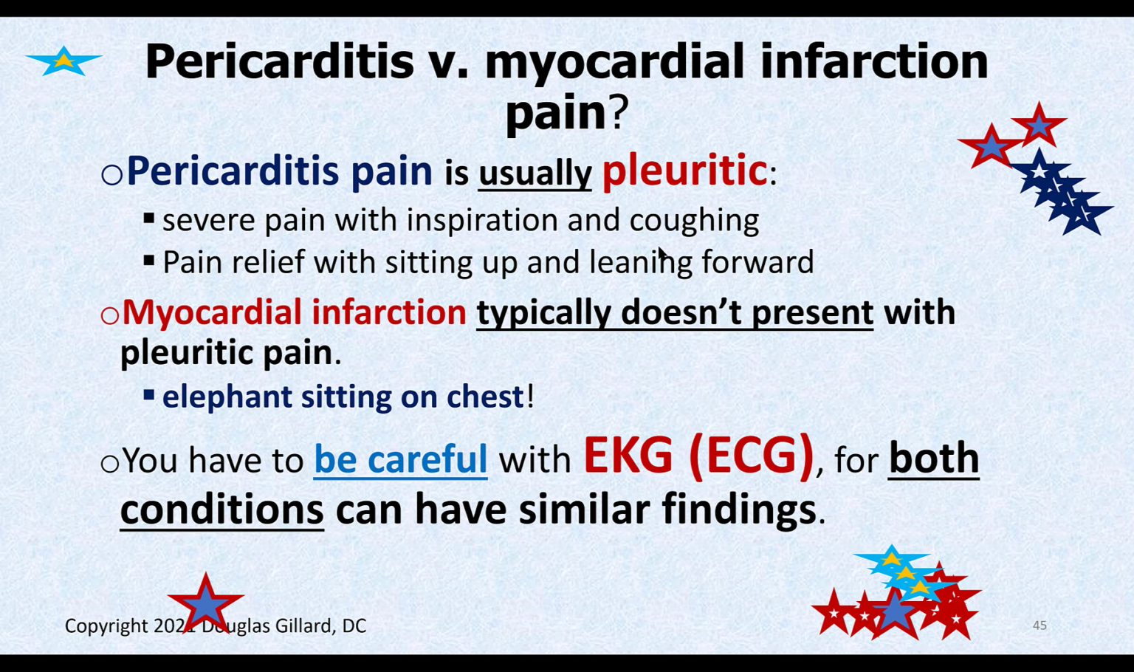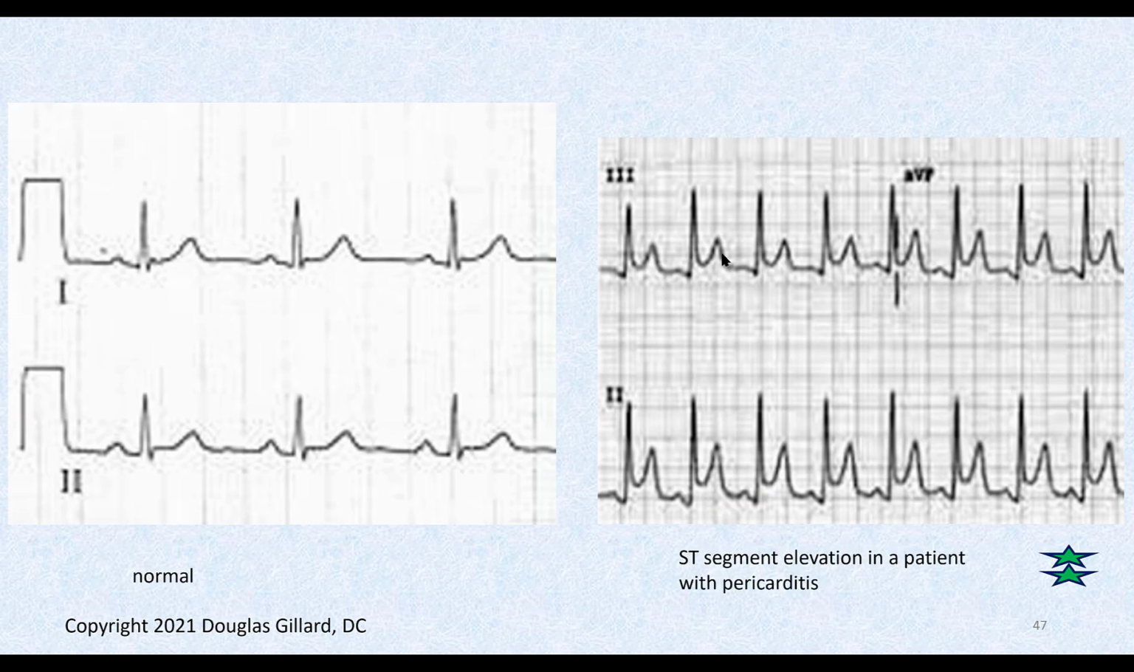Pericarditis versus myocardial infarction pain. Well, when you get technical, they can be told apart, but you can't rely on that because people with pericarditis don't always have pleuritic chest pain. But if they do have that stabbing pleuritic chest pain, it's probably not a myocardial infarction, because those people typically don't have that type of pain. And even more confusing, you would think you could use EKG or ECG to tell them apart, but sometimes you can't, because they both can have ST segment elevation.